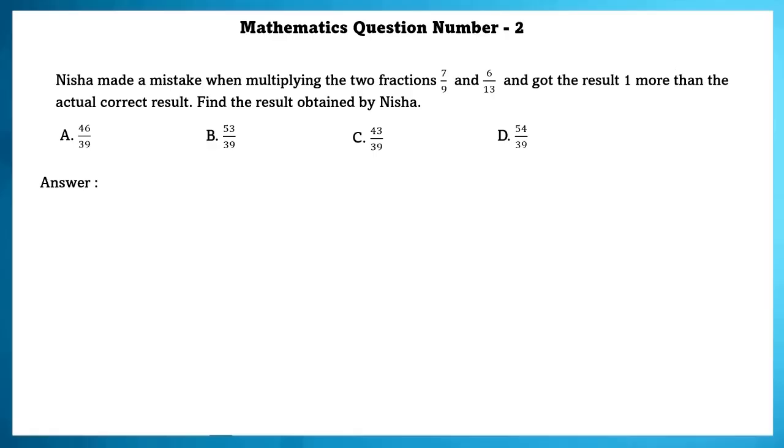Mathematics question number 2. Nisha made a mistake while multiplying the two fractions 7 by 9 and 6 by 13 and got the result 1 more than the actual correct result. Find the result obtained by Nisha.